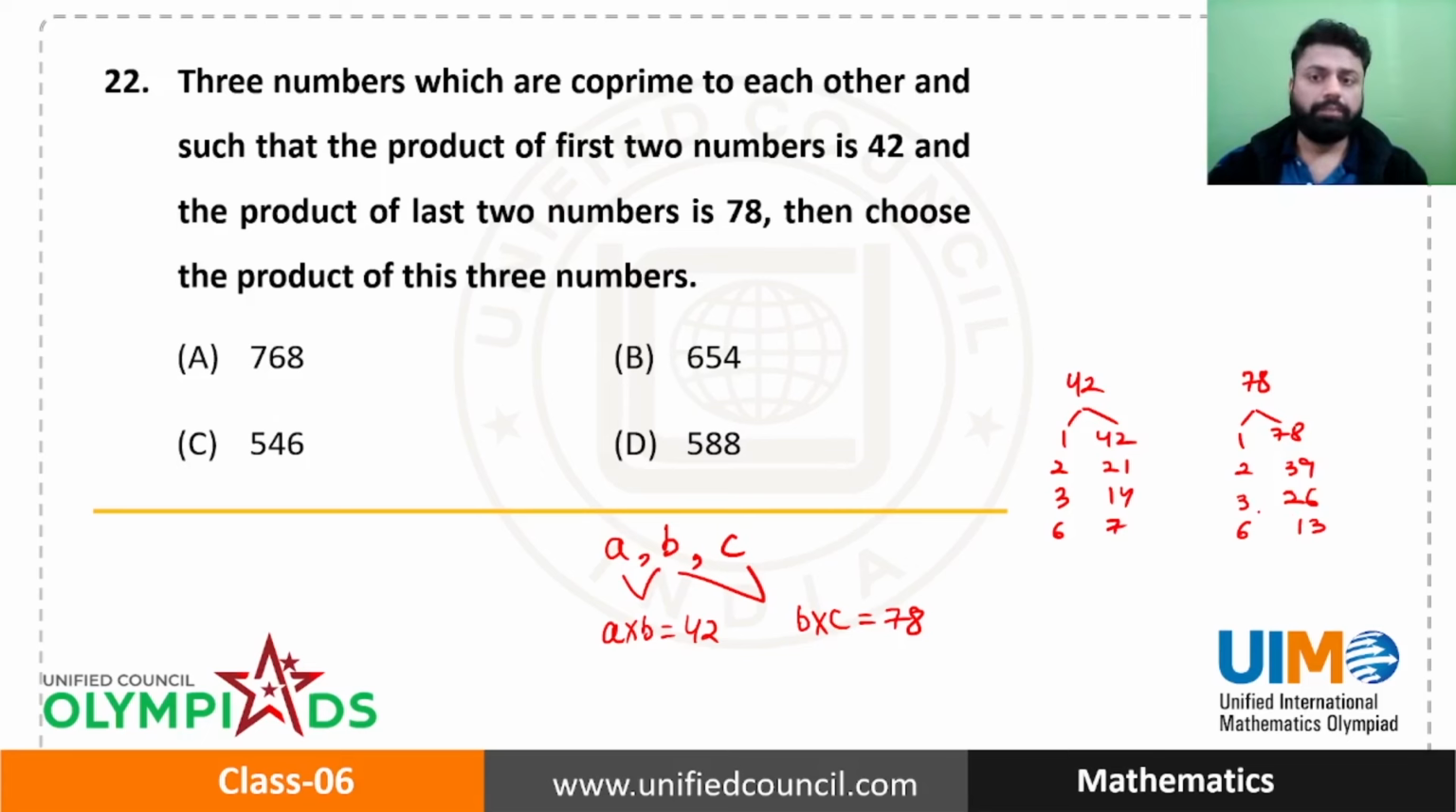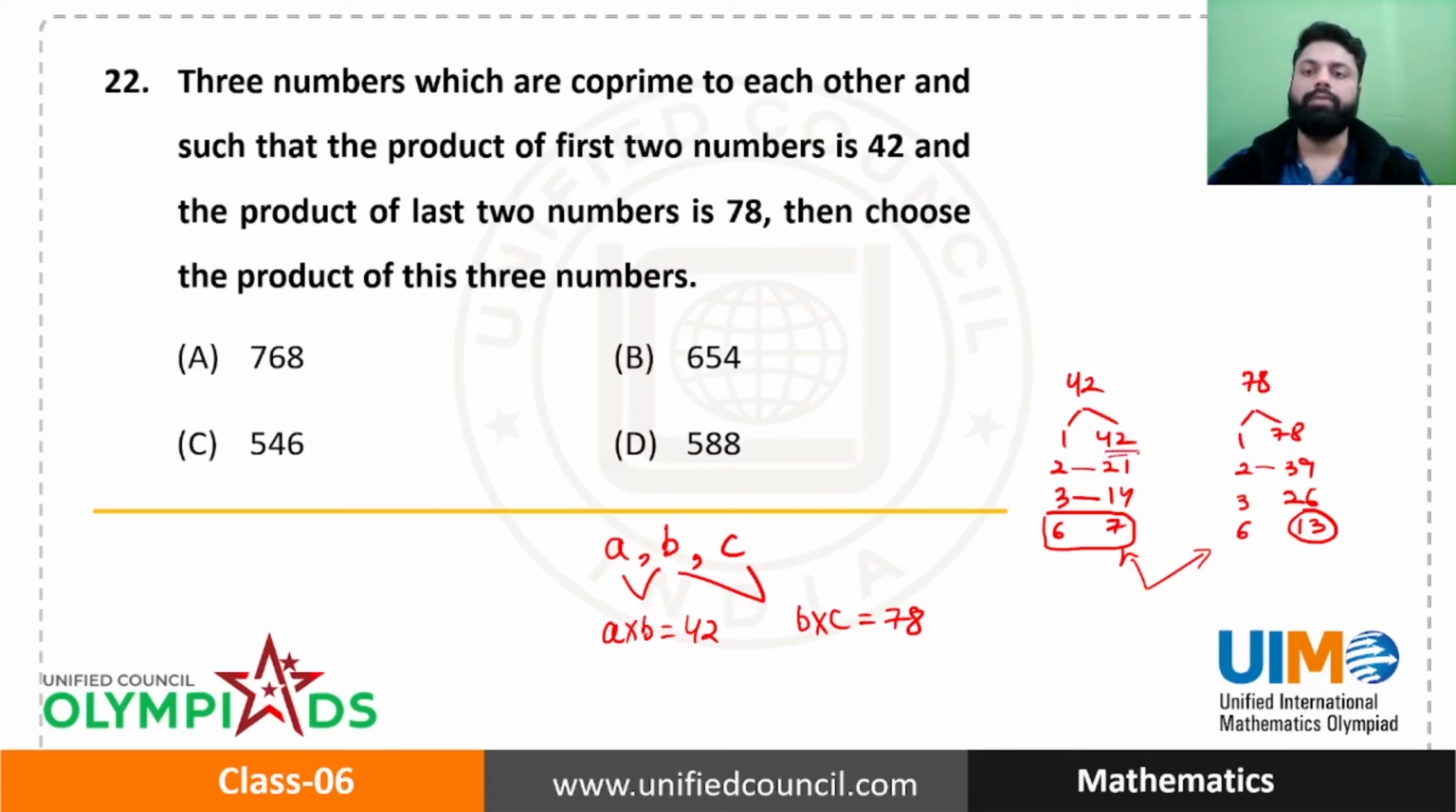Now see, there are three numbers which are co-prime. So first of all, we need to select a number which is going to be common, and the common part is 1, 2, 3 and 6. Then we can take up the pair. So 42 we take as 6 and 7, and then this will be 13. Because if you take 3, 14 and 26 we're going to have 2 as the common number. 21 and 39 we're going to have the common number 3.